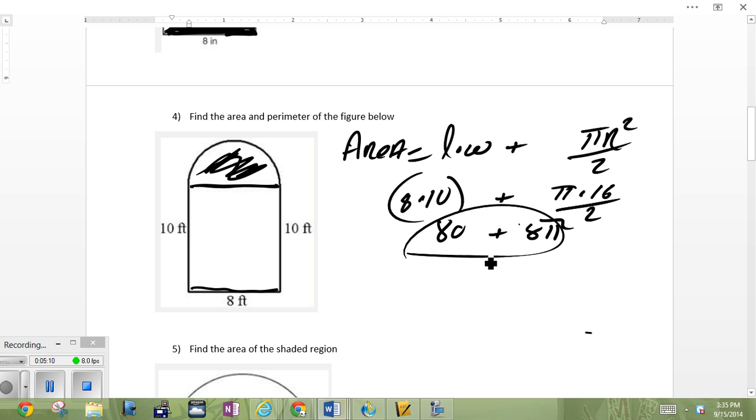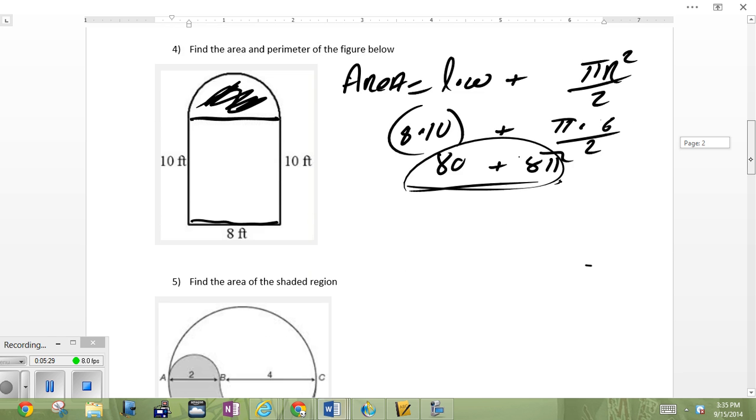Don't say 88 pi, because then you'd be dead wrong. If anything, if you want a decimal value, go and say 8 times 3.14, which would be about 26, and add it to 80 for something in the neighborhood of 106. But guess what? This is the exact value. I would leave it just like that. Okay.